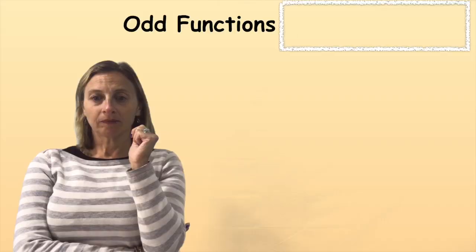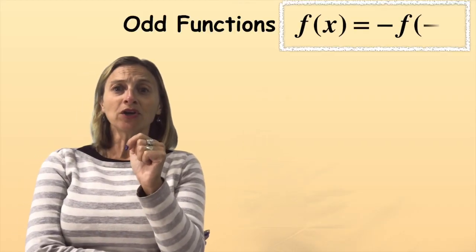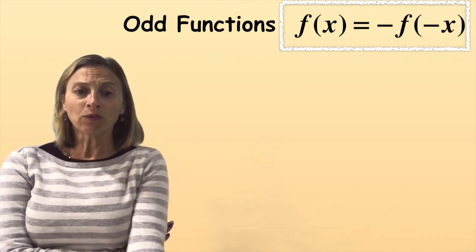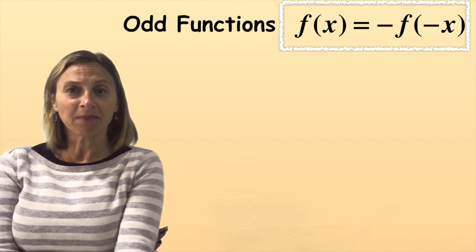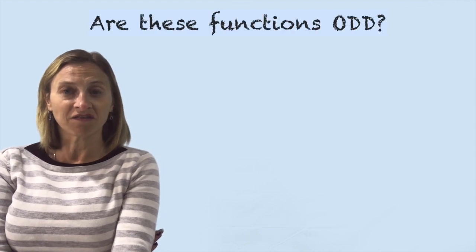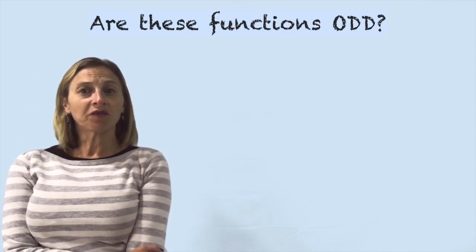Let's try some more. Now we want to know, are these functions odd? How can we tell? We know our rule, f of x equals minus f of minus x. So we're going to start these the same way that we did when we have an even function. Let's have a look at the first example.